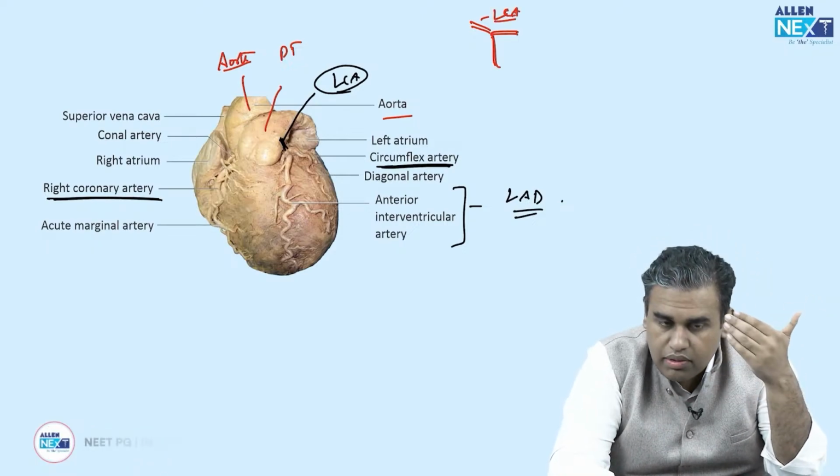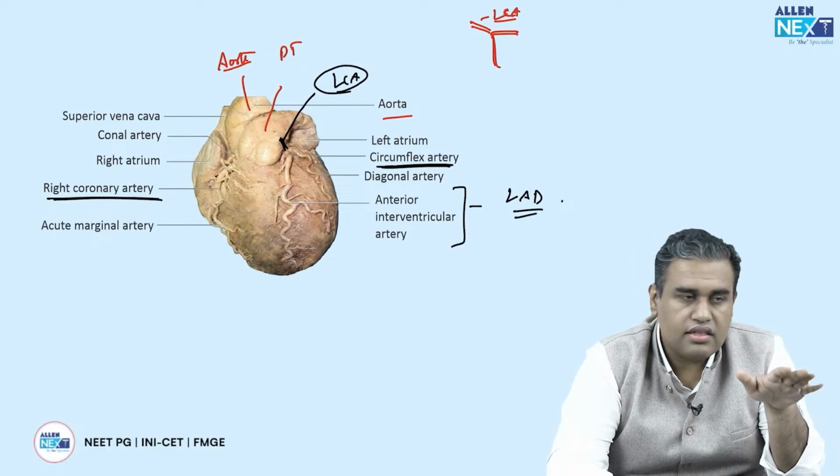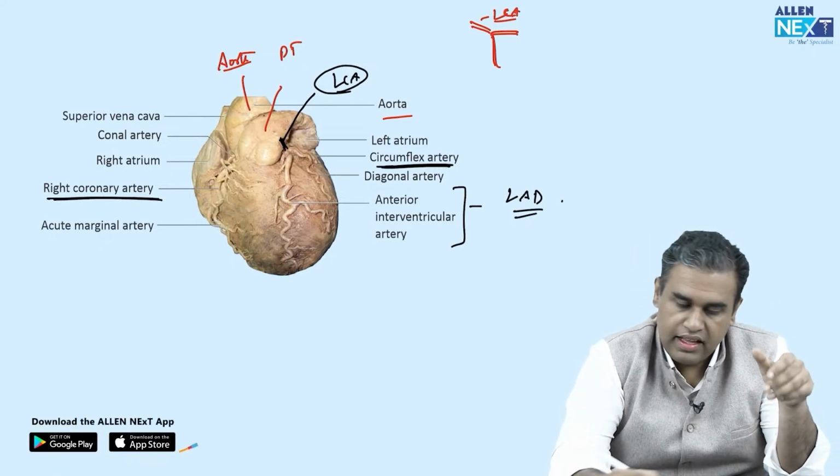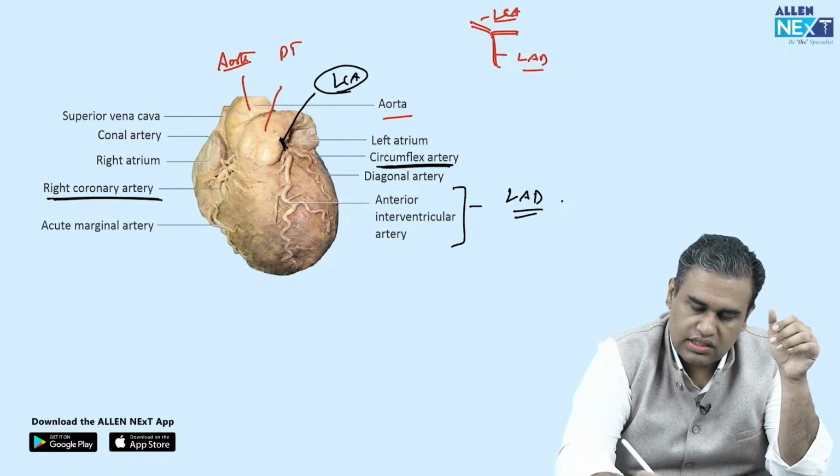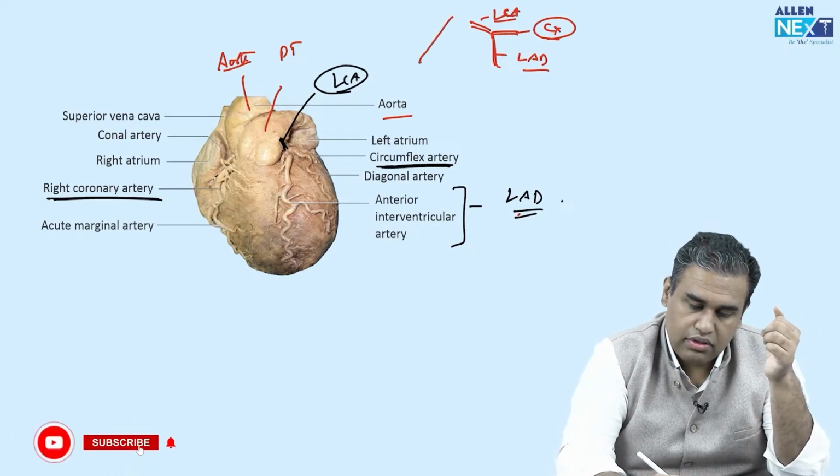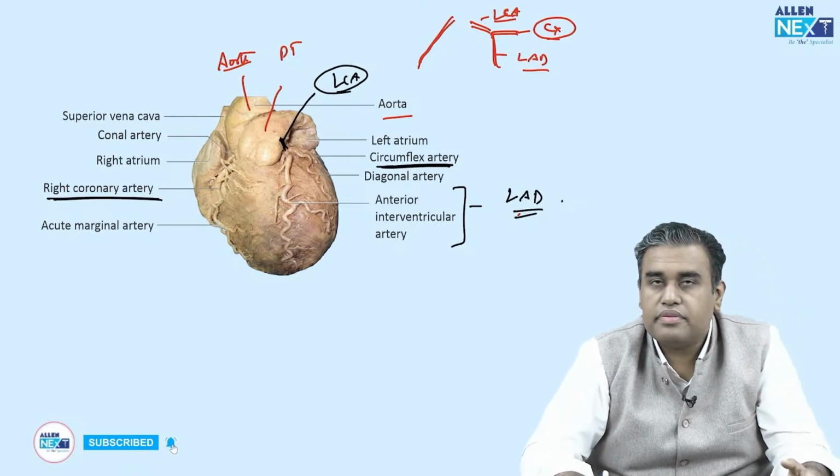It is there, but you are not able to see it with the naked eye, unless and until you lift the pulmonary trunk. It bifurcates into LAD, which is going down, the interventricular artery, and the circumflex artery, LCX. RCA you can see directly, it comes in front. This you can see, RCA.